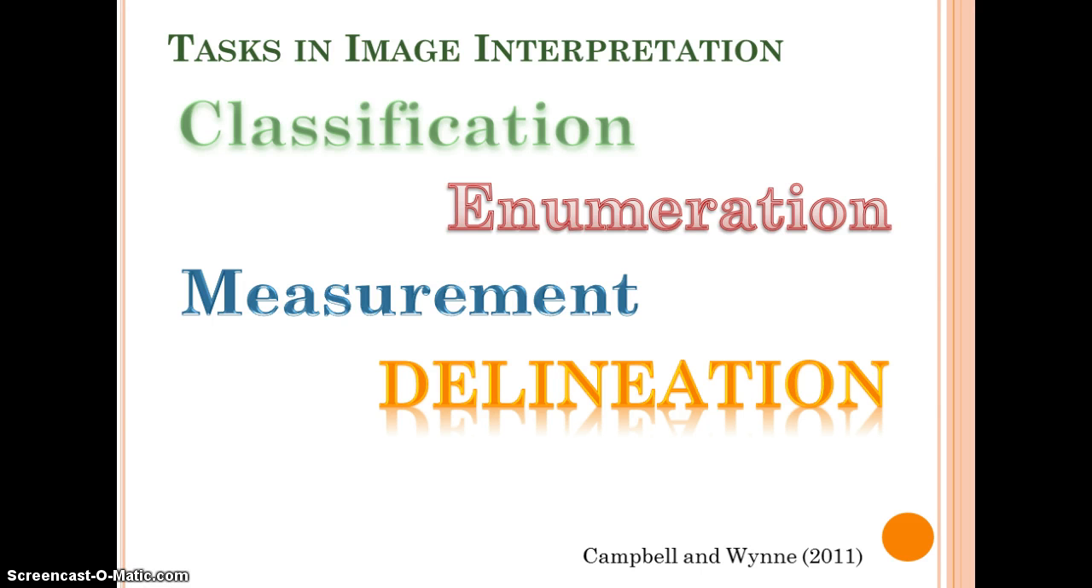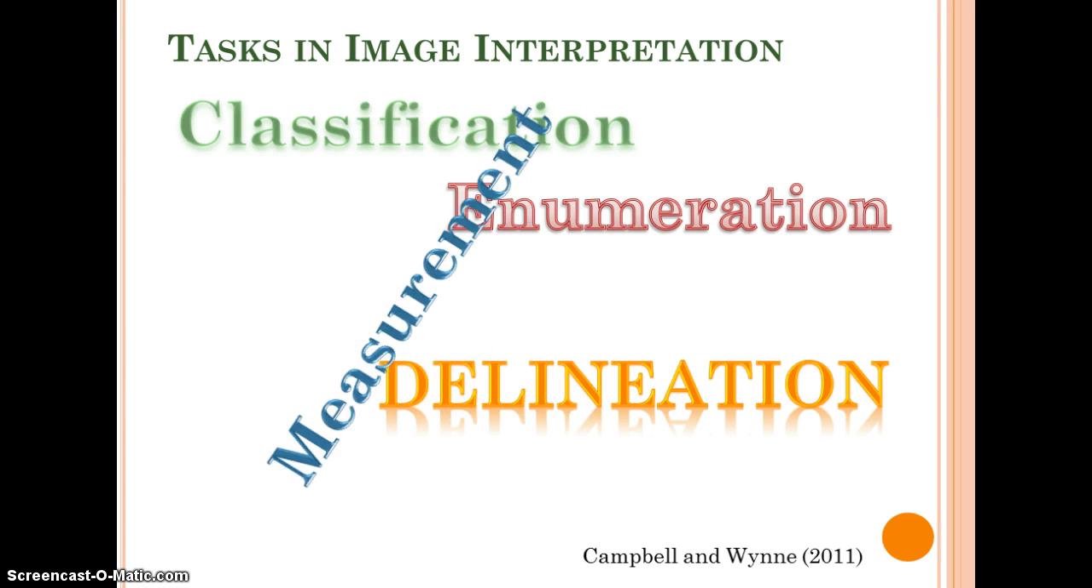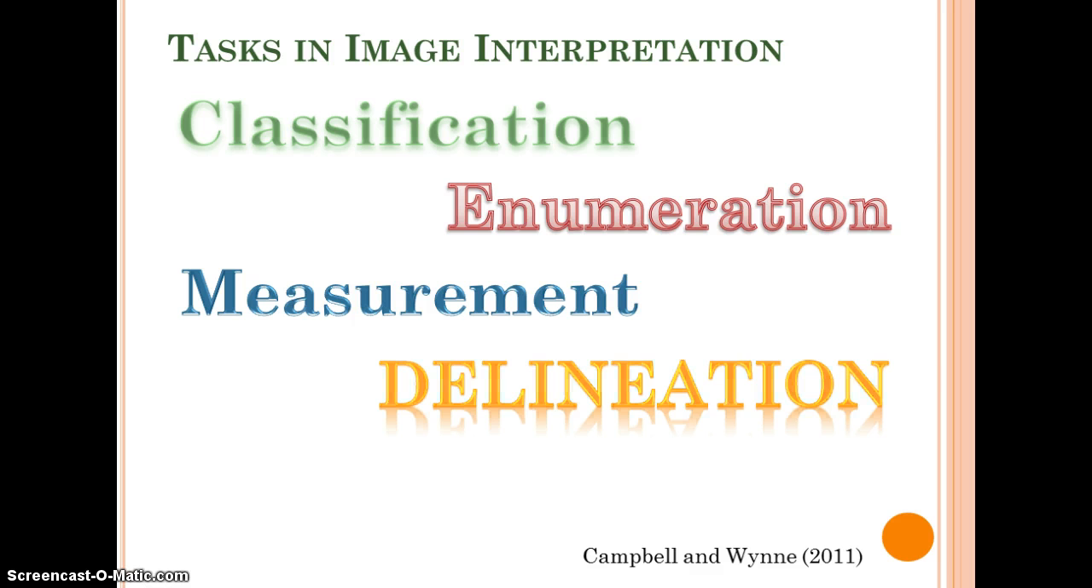There are four key tasks common in image interpretation, including classification, enumeration, measurement, and delineation. Classification is where objects, features, or areas are assigned to classes based on appearance in the imagery. This includes detection, which is basically the ability to determine presence-absence. Recognition, which includes identity to a specific class or category. And identification, which is when there is confidence in specific details in classification.